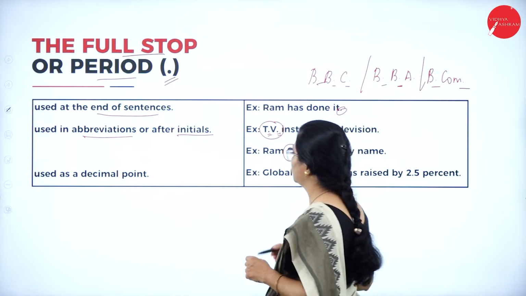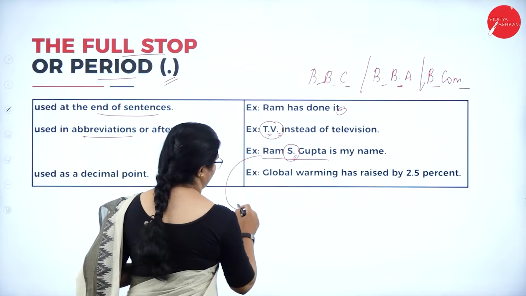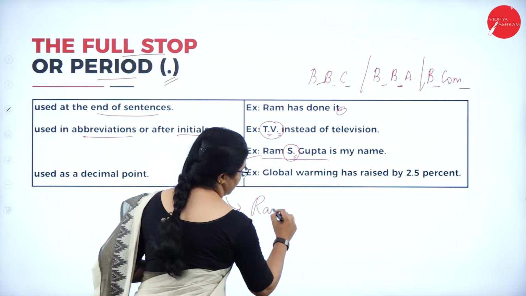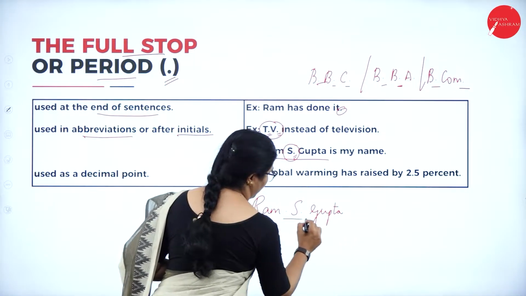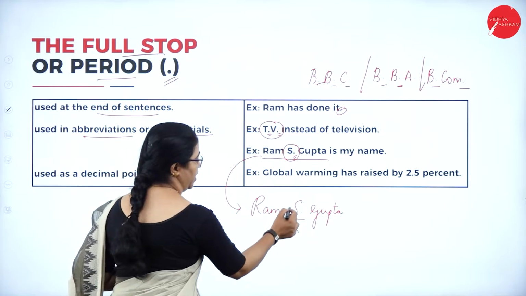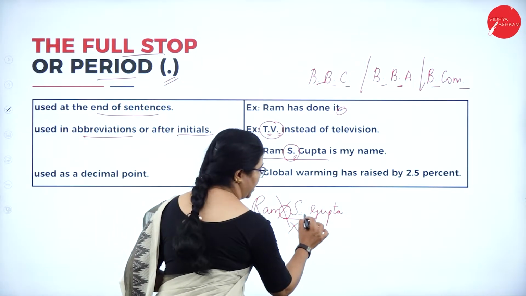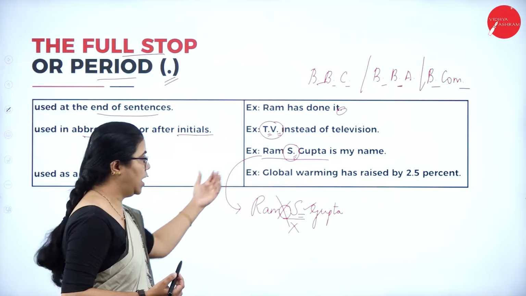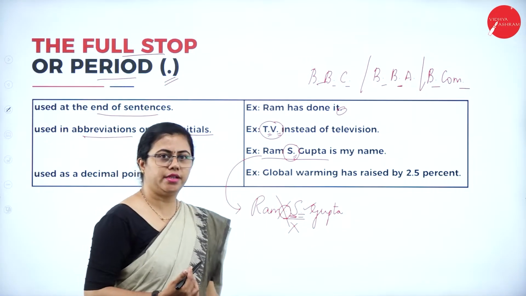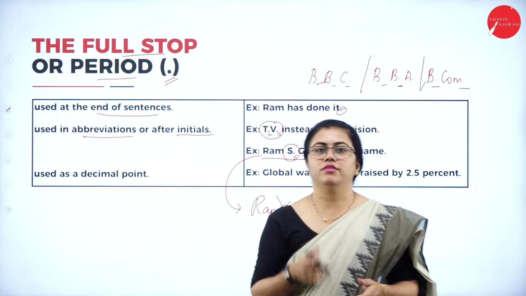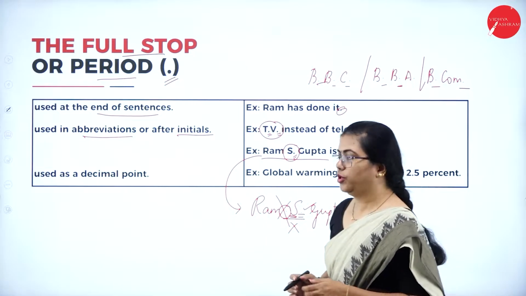You are not supposed to write it this way. Suppose you write it like this, Ram .S Gupta, it is actually wrong. This usage should not be done. Here, there is no need of a full stop. Full stop is not required here. Only here you are going to insert it. After the initial you have to insert it because this has something that is shortened, and something that is shortened will have a full stop in the end. So after S, that is after the initial, you are going to put a dot.